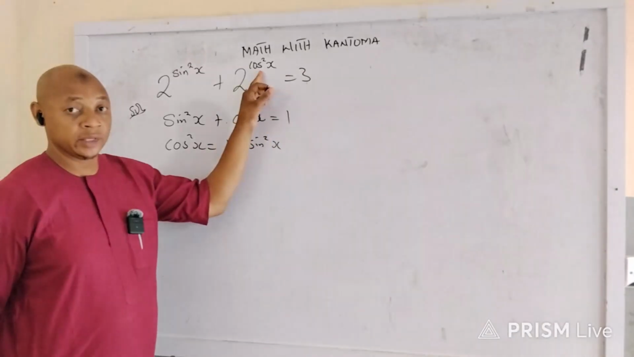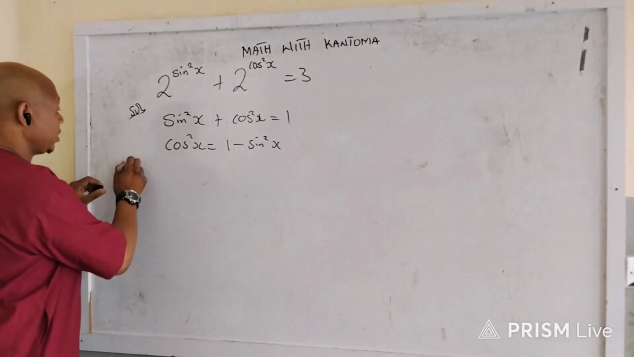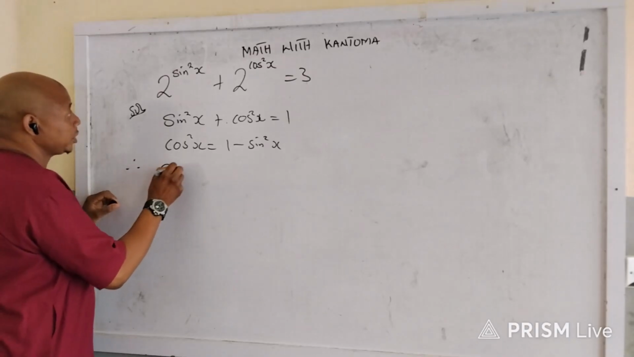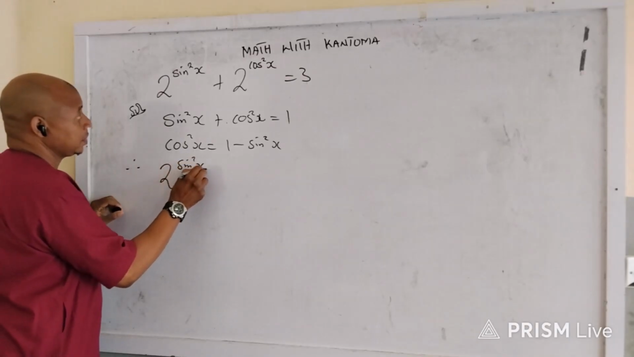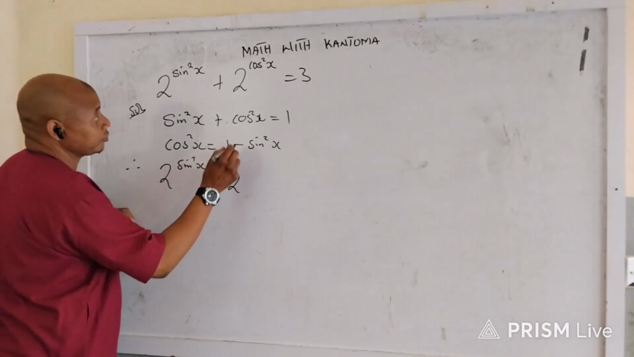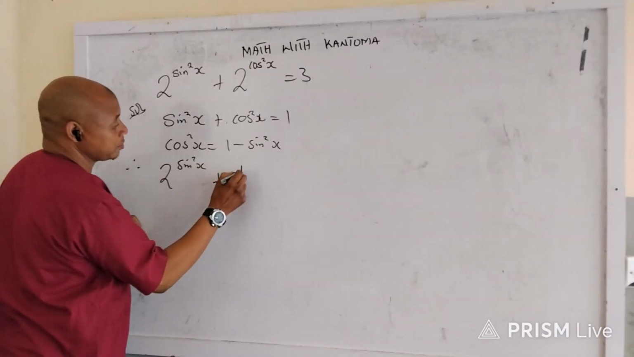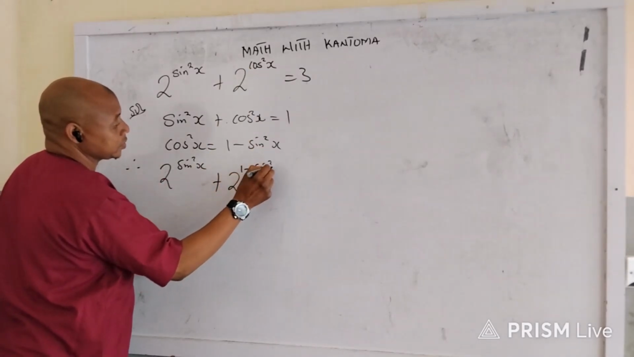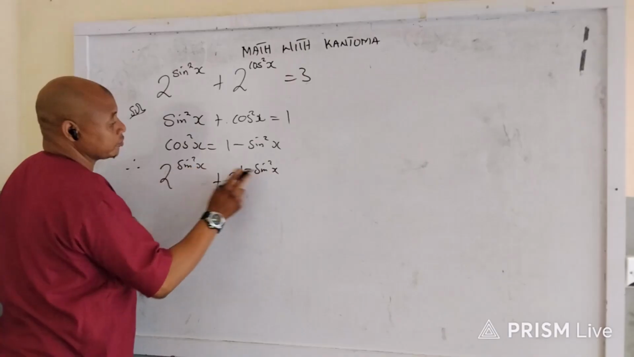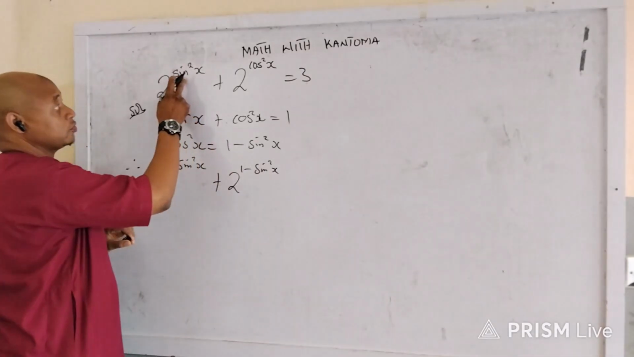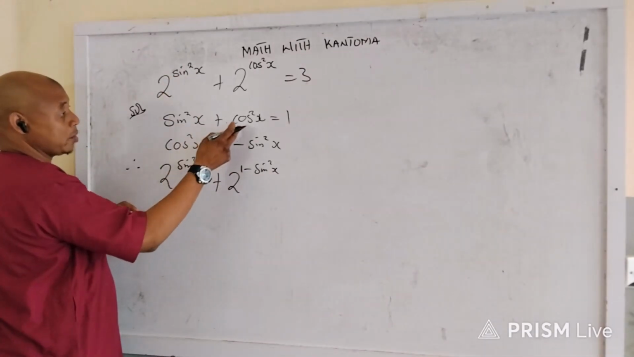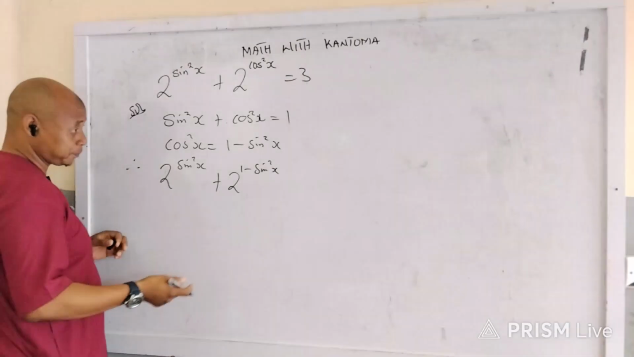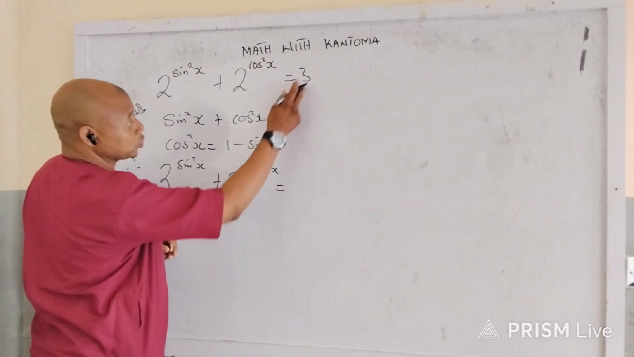So now in substitution, we say therefore 2 raised to the power of sine square x plus 2 raised to the power, instead of cos square x, I will substitute this 1 minus sine square x, so that everything will be in form of sine. I can also substitute for sine square x to be 1 minus cos square x. It's still the same thing. So this is equal to the value 3.